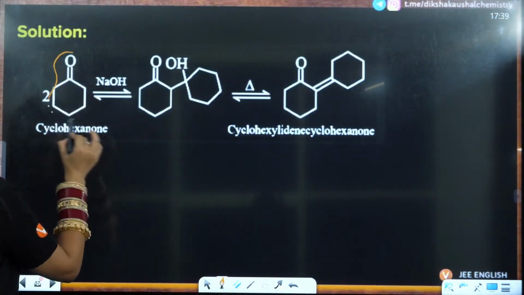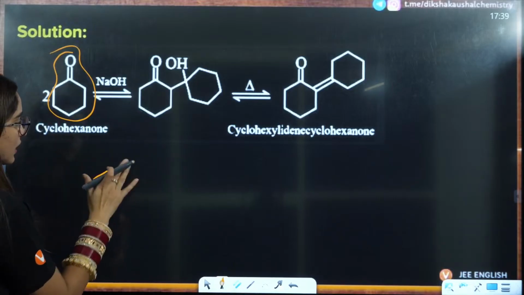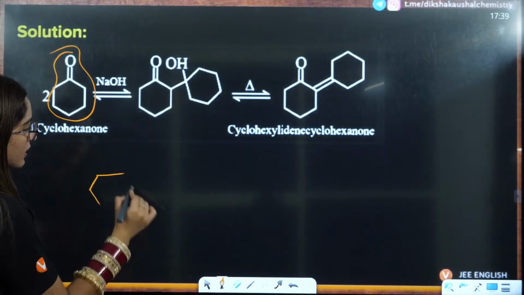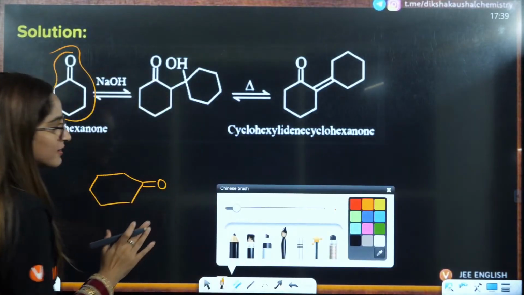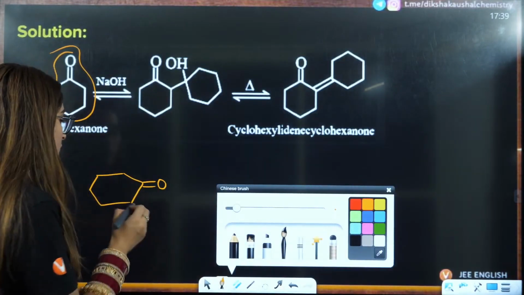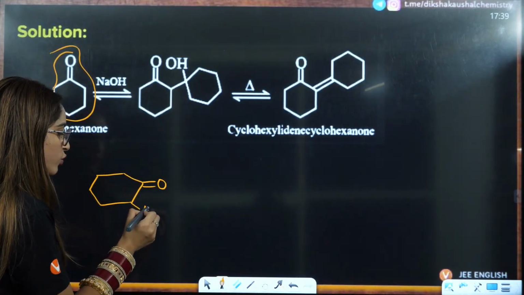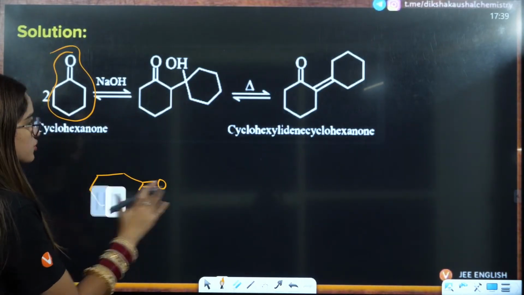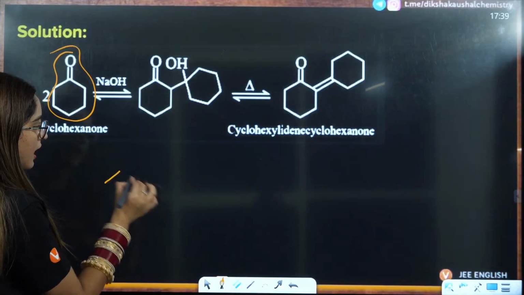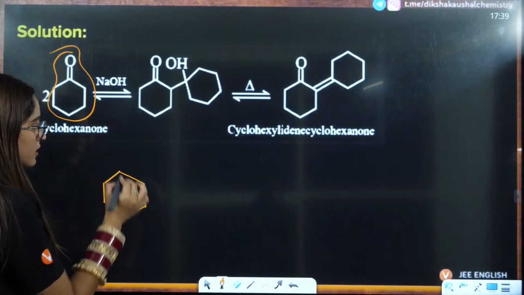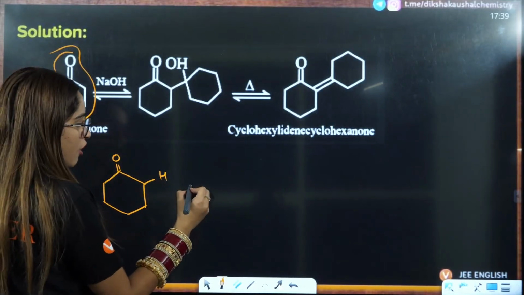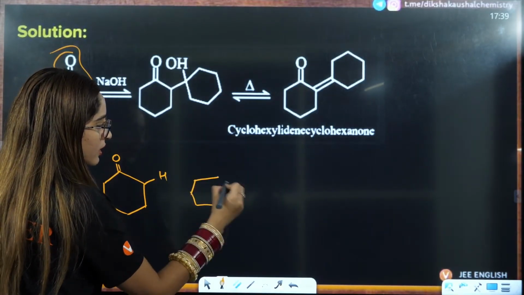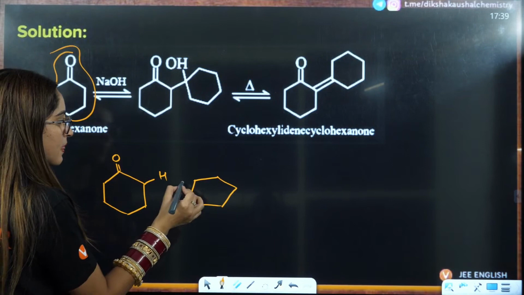What you have to see, I'll just draw it like this. This is C double bond O. You have to do two things here. In one place you have to keep the alpha hydrogen. So here I'll keep the alpha hydrogen, and here I'll just write a simple double bond O. This is the alpha hydrogen.